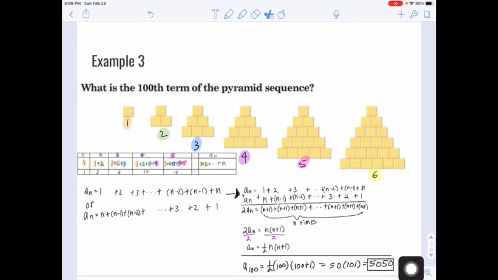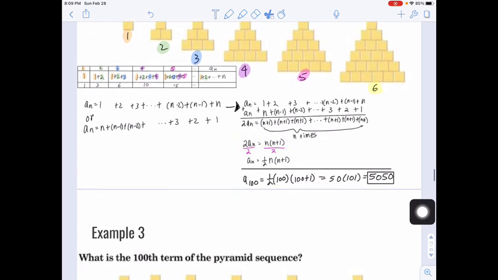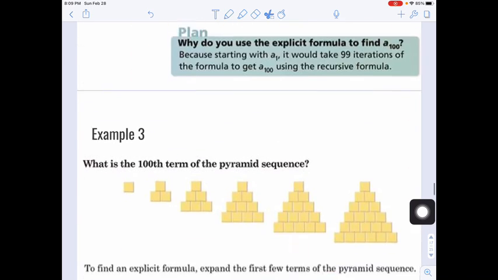Since we're looking for the 100th term, we can plug in 100 to get 1/2 of 100 times 100 plus 1, which is 101. Half of 100 is 50, so we get 50 times 101, or 5,050. So the 100th term of this sequence would be 5,050, meaning we would use 5,050 different blocks to make the 100th pyramid. The work for this problem is written out on the next few slides.